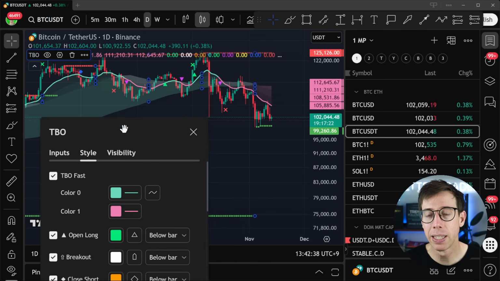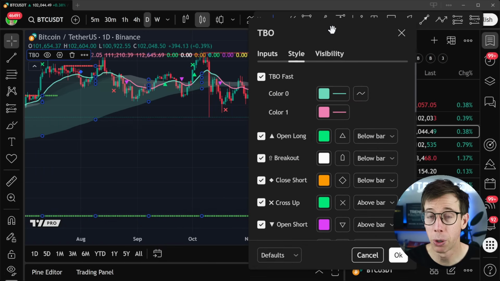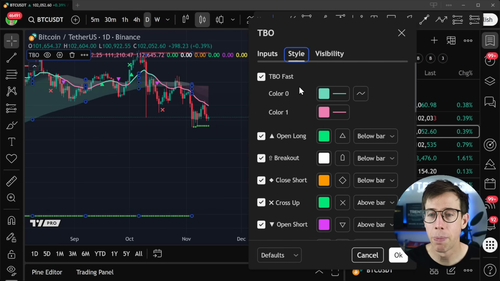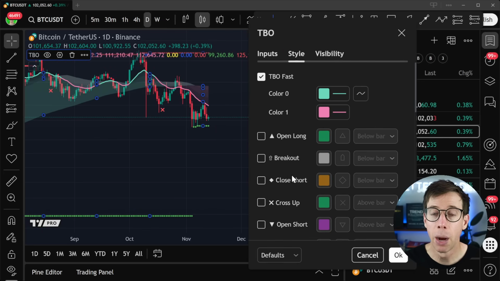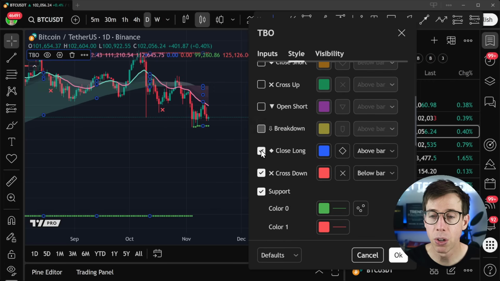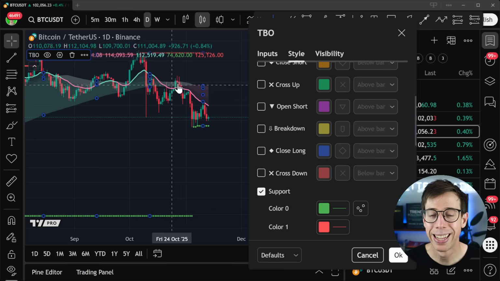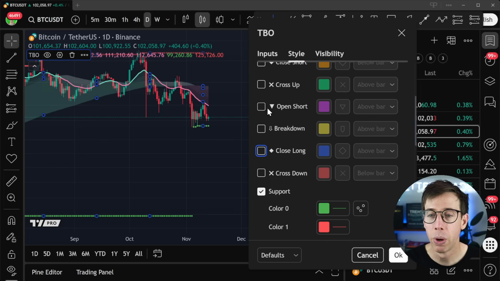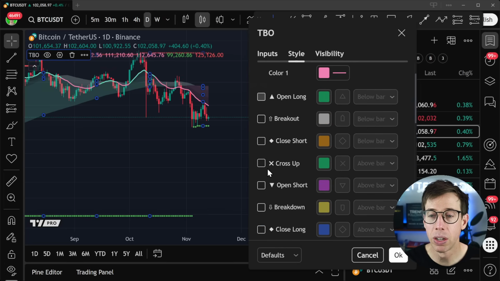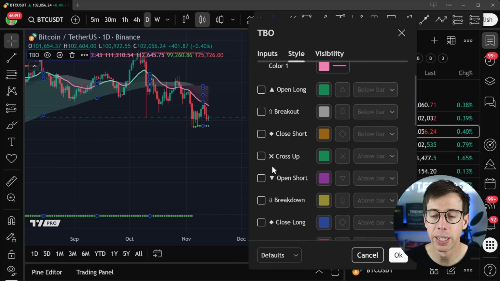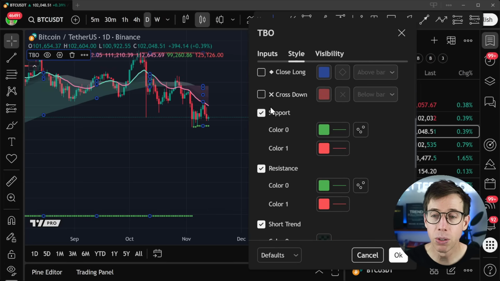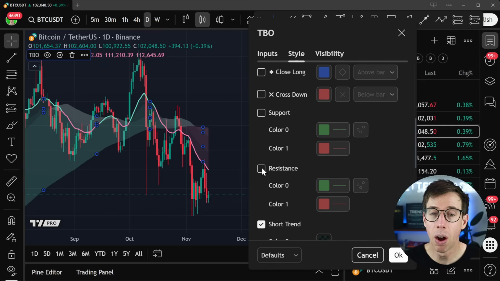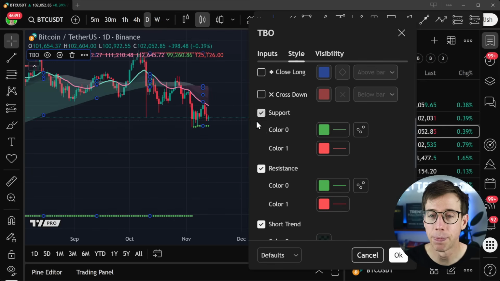First off, there are lots of different symbols here that I want to break down for you real quick. For starters, the main thing you have to know is that the TBO is comprised of a couple of different bits and pieces. For starters, there is the cloud, and the cloud will generate different alerts, whether it's a closed long, whether it is an open long or an open short. We'll get into these in a second. And there's also support and resistance that are automatically plotted by the TBO.